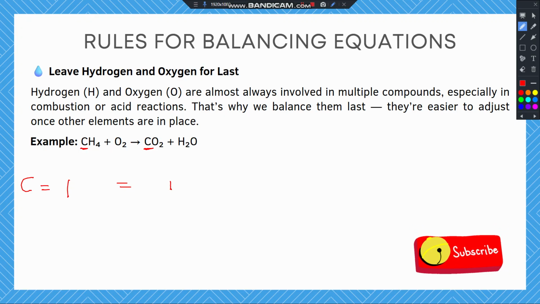So now we can move on to hydrogen. So for hydrogen now, you can see it has a subscript of 4, which tells us that it has 4 atoms on the left. On the right hand side, you can see hydrogen has a subscript of 2, which tells us that there are 2 atoms.